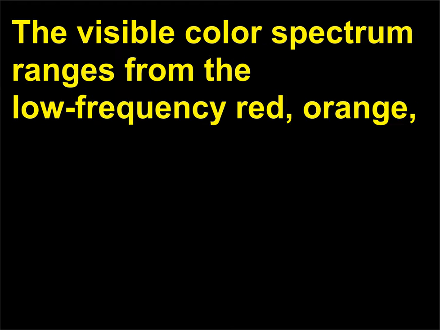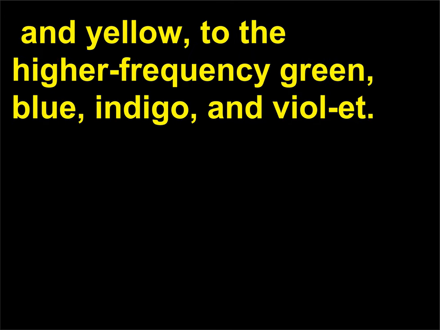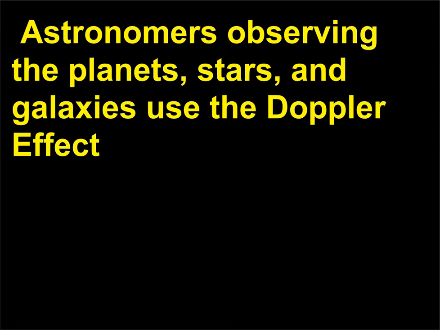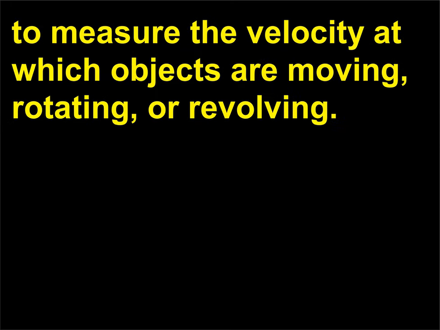The visible color spectrum ranges from the low frequency red, orange, and yellow, to the higher frequency green, blue, indigo, and violet. Astronomers observing the planets, stars, and galaxies use the Doppler effect to measure the velocity at which objects are moving, rotating, or revolving.